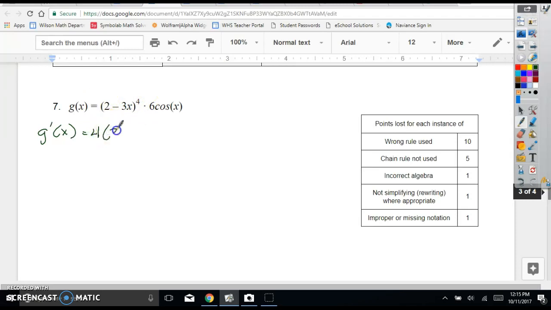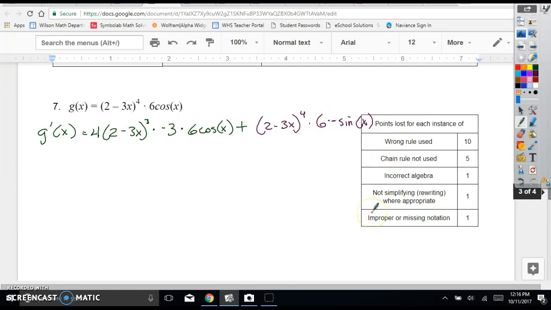So this is 4 times 2 minus 3x to the third times the derivative of the inside, which is negative 3, times 6 cosine of x plus. Remember, that's the product rule. So what I did here is took the derivative of him and multiplied by 6 cosine of x. So there's chain rule in here too, but now I'm doing product rule. So now I'm going to do the derivative of, well, I'll rewrite the first one in a while. And now I'm going to do the derivative of the second one, which would be 6 times negative sine of x.